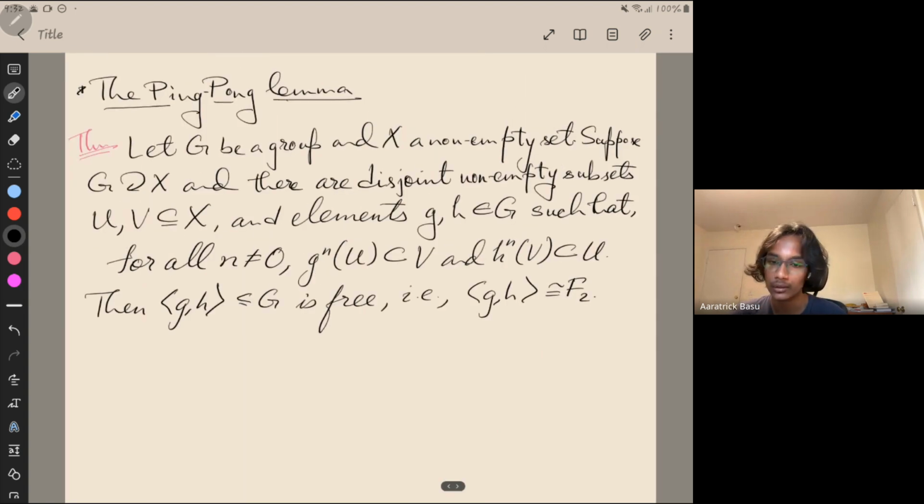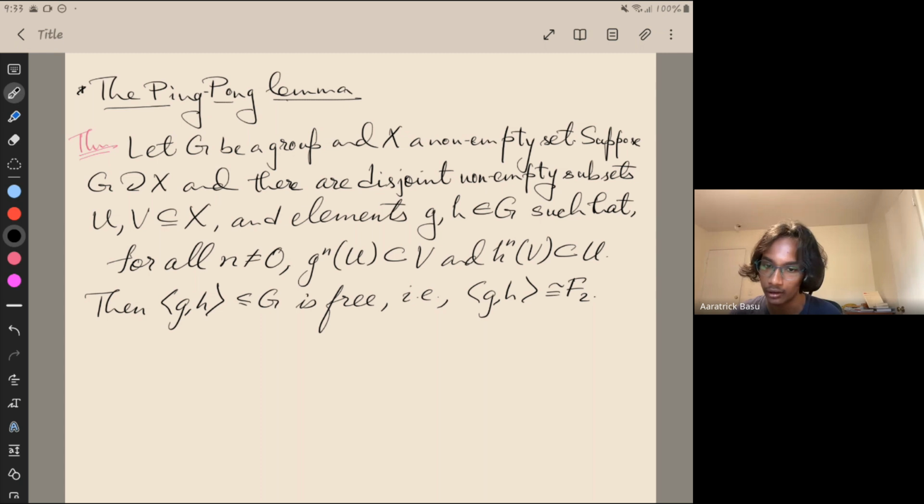Okay. So now let's move on to the main advertised theorem, the ping-pong lemma. This is due to Felix Klein originally, but perhaps Poincaré also knew it, but we don't know. So the theorem goes as follows. Let G be a group and X any non-empty set, and suppose you have some action.